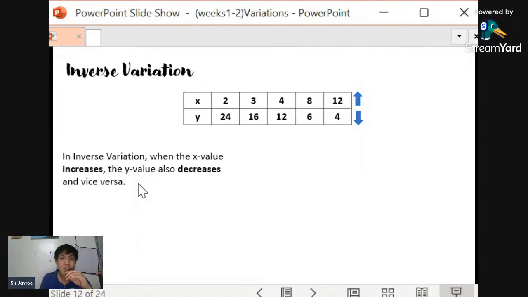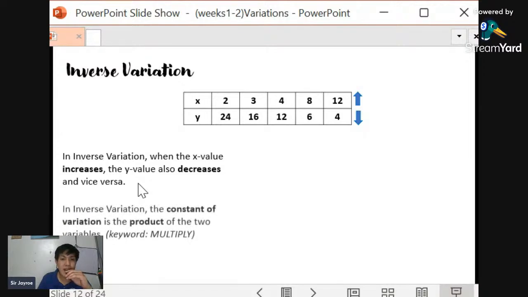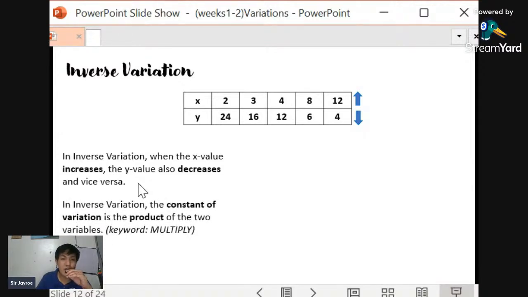Multiply, tama? So therefore, in inverse variation, para makuha natin ang constant, we need to multiply. Okay? So kaya kailangan nyo malaman kung kayo ay magdi-divide or magmumultiply. Kapag parehong nag-increase, magdi-divide. Kapag yung isa nag-increase, yung isa nag-decrease, imumultiply para makuha yung constant. Ayan o. In inverse variation, the constant of variation is the product of the two variables.